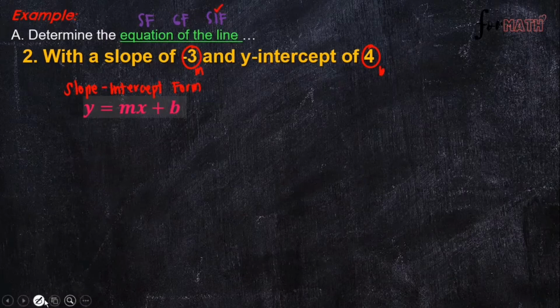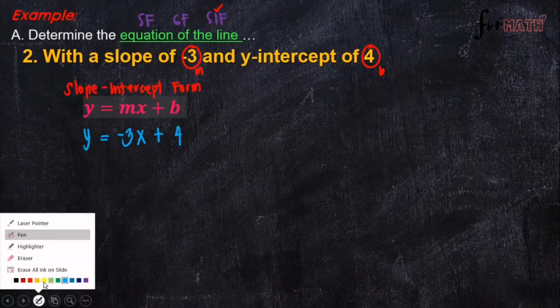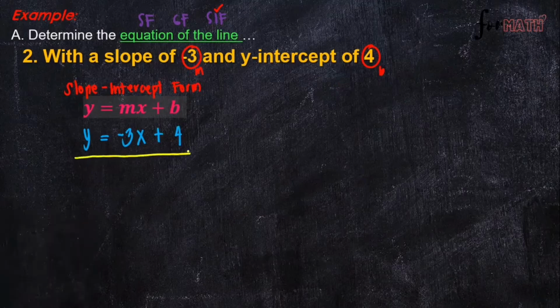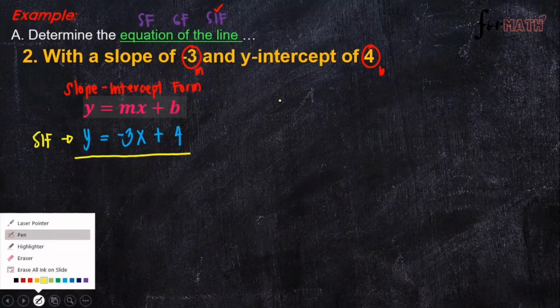So, substitute lang natin yung given. So, we have y equals, ang m natin ay negative 3, copy yung x, plus positive 4. So, ito na po yung SIF natin. Okay, so, yan. Ito na po yung SIF. Okay, next naman natin is standard form. So, from that, kunin natin si standard form.